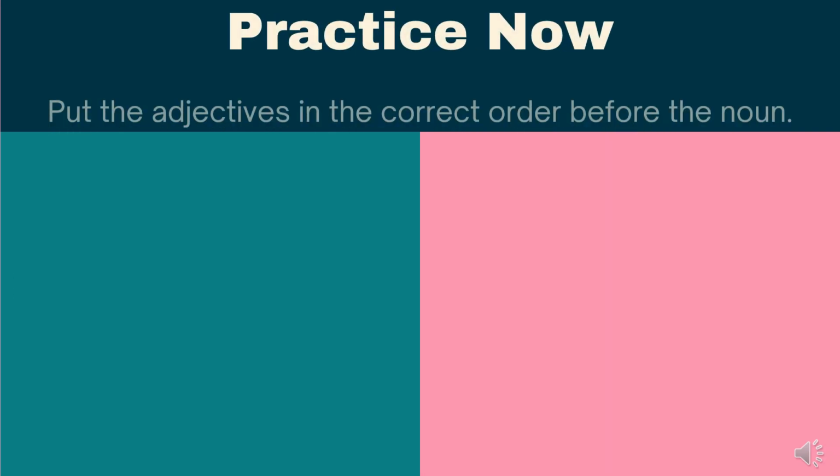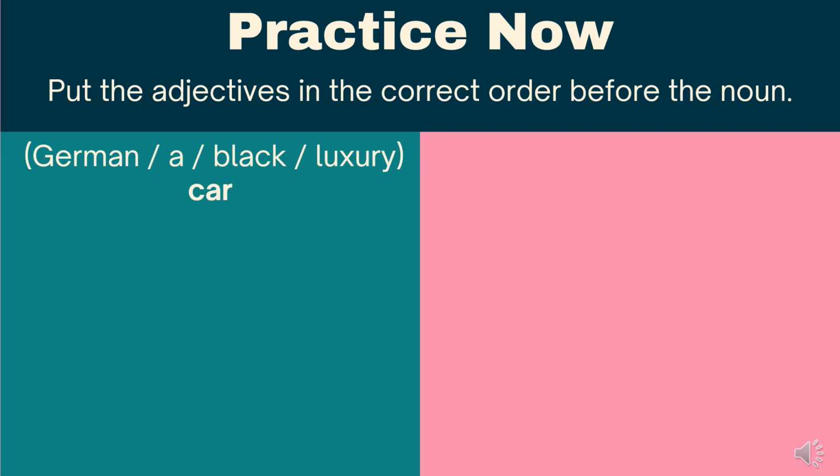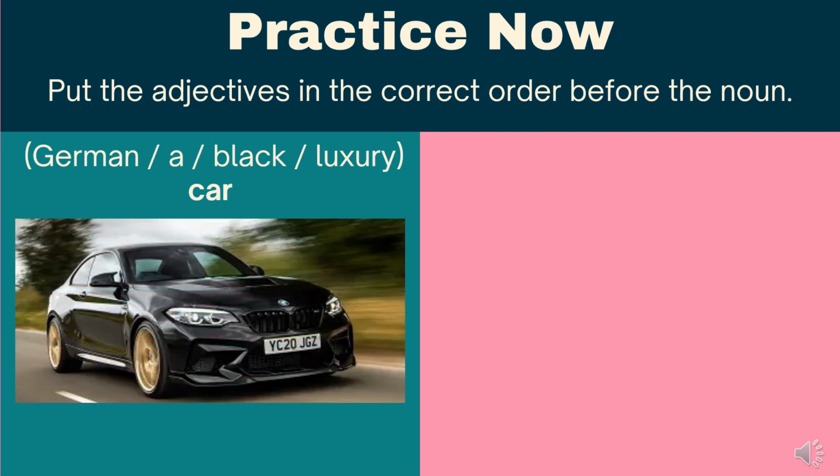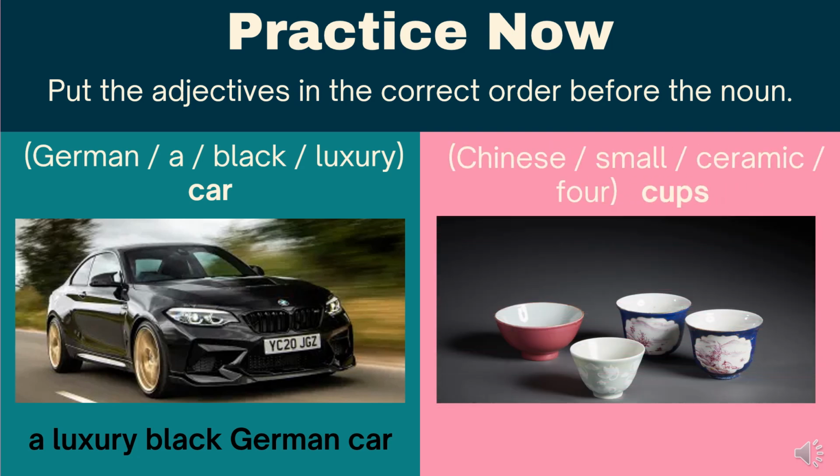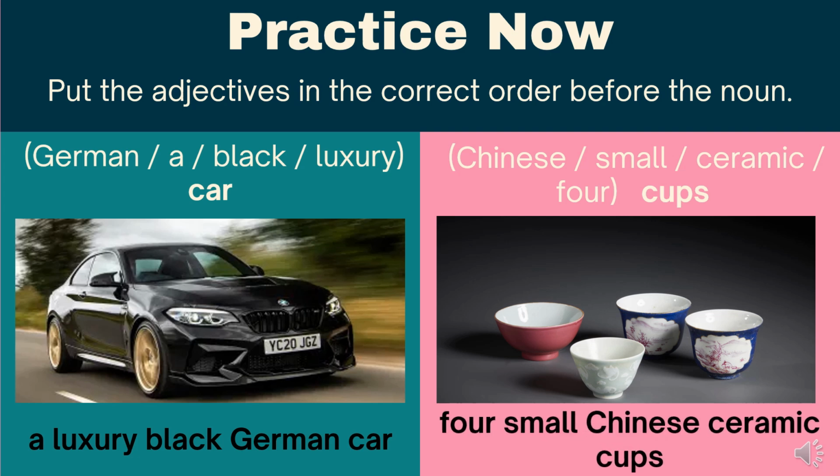Correct answers: adjectives, German, a, black, luxury, car. Correct order: a luxury black German car. Second example, adjectives, Chinese, small, ceramic, 4, cups. Correct order: 4 small Chinese ceramic cups. Remember the pattern: quantity/determiner comes first. Opinion before fact. Physical characteristics before origin/material. Purpose always last. Let's practice with 2 new examples.